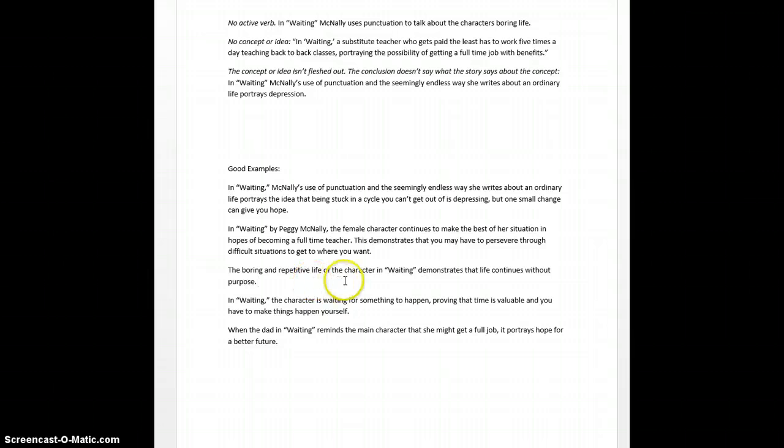"The boring and repetitive life of the character in Waiting demonstrates that life continues without purpose." "In Waiting, the character is waiting for something to happen, proving that time is valuable and you have to make things happen yourself." "When the dad in Waiting reminds the character that she might get a full job, it portrays hope for a better future." All right, so those are good examples.